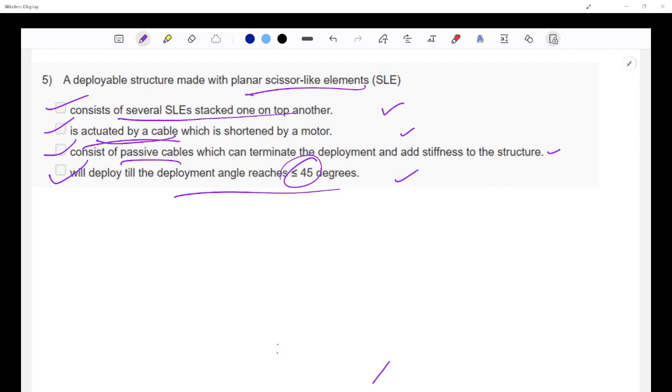You shouldn't forget the role of passive cables. They are important. Okay, it's not just that active cable matters. Passive cables also matter. So SLE based deployable structures are modular. They are stacked. They use active cable for motion. They use passive cables for locking and stiffness, and they have limited deployment angle. Okay.